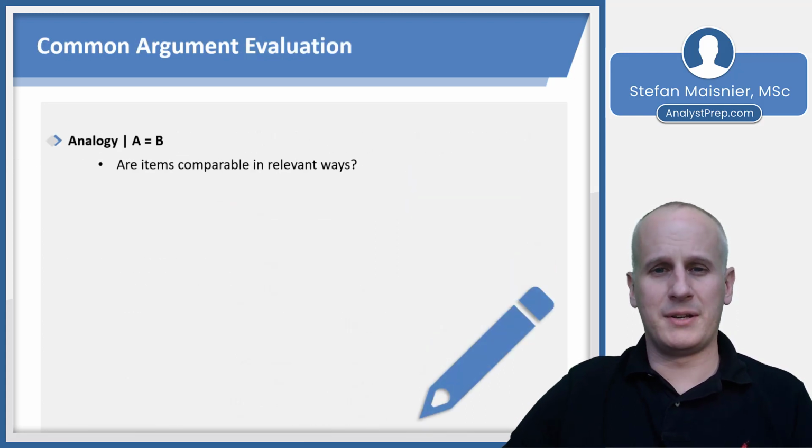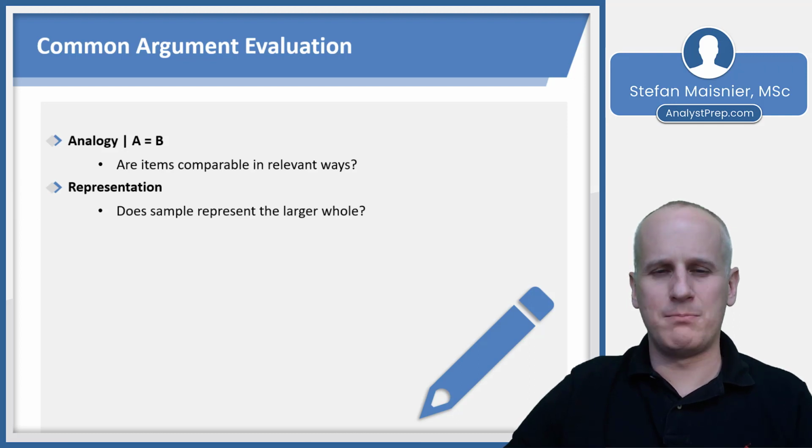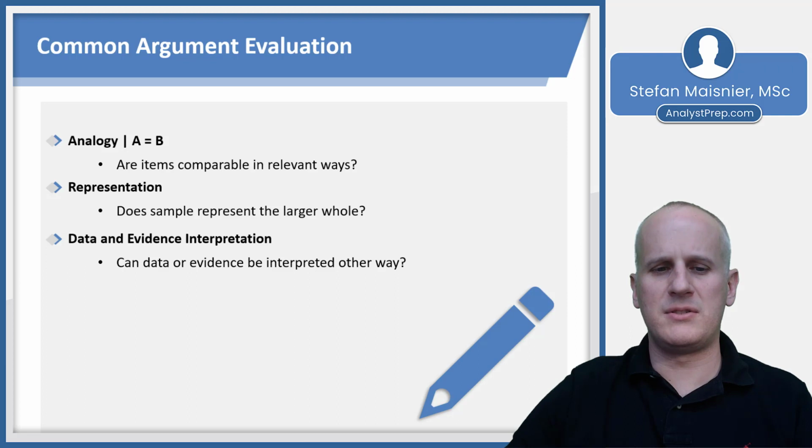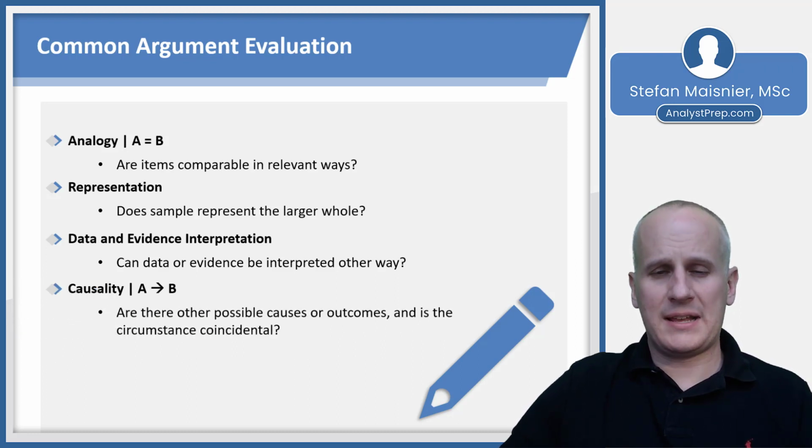So our common argument evaluation is going to basically require us to ask some questions. For instance, for an analogy where we know that the argument means that basically A is equal to B, you want an answer that helps to determine whether the items are comparable in relevant ways. For representation-based arguments, you need to have an answer to the question, does the sample represent the larger whole? For data and evidence interpretation style arguments, you need information to help answer, can the data or evidence be interpreted some other way? For causality arguments, you need an answer that would help to determine whether there are other possible causes or outcomes, or if the circumstance is merely coincidental.